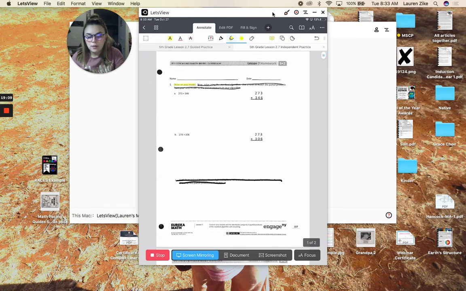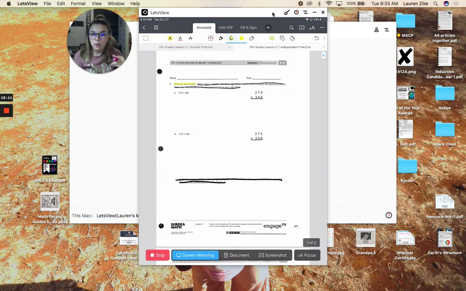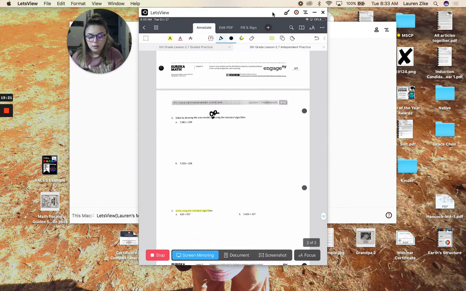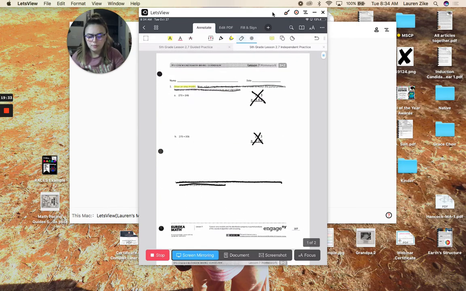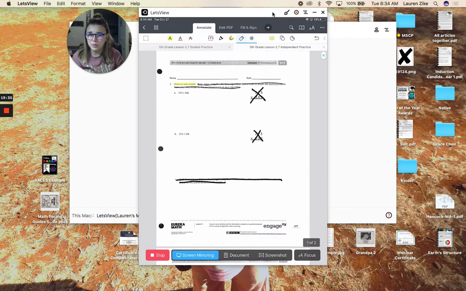So just to review, number 1, so 1A and 1B, you're drawing an area model. So you don't need to worry about this part. So just worry about the area model. For number 2, you can draw an area model or you can do standard algorithm. And number 3, you're just going to do standard algorithm. Alrighty, so that is your independent practice. If you have any questions about kind of what you're doing for independent practice, please let me know.